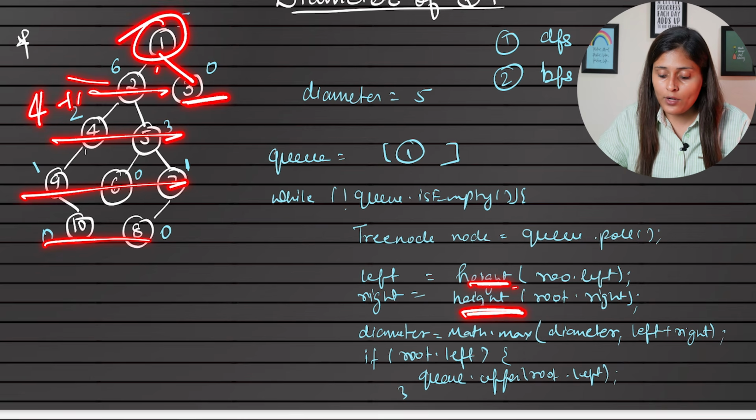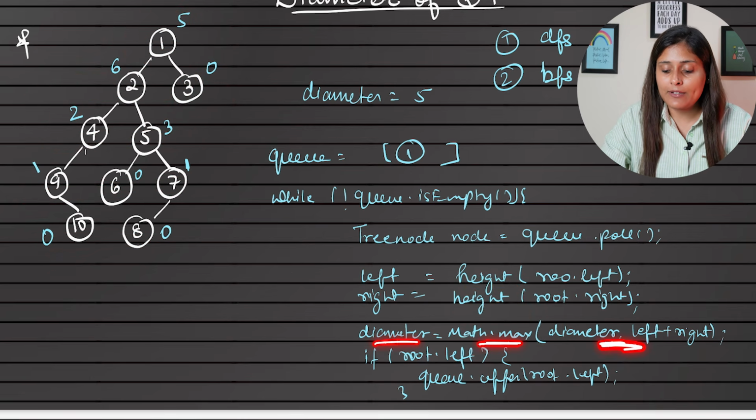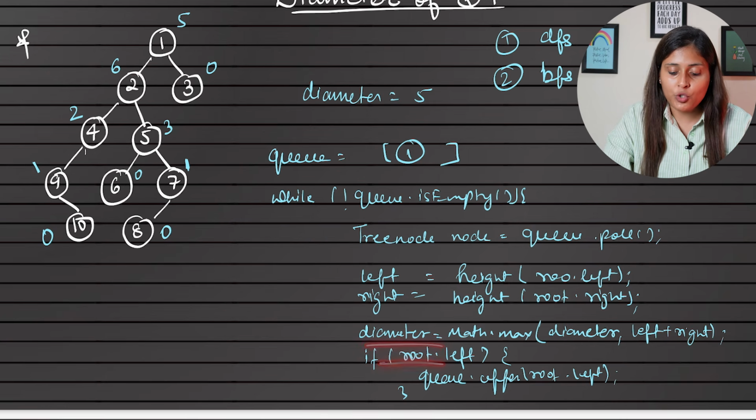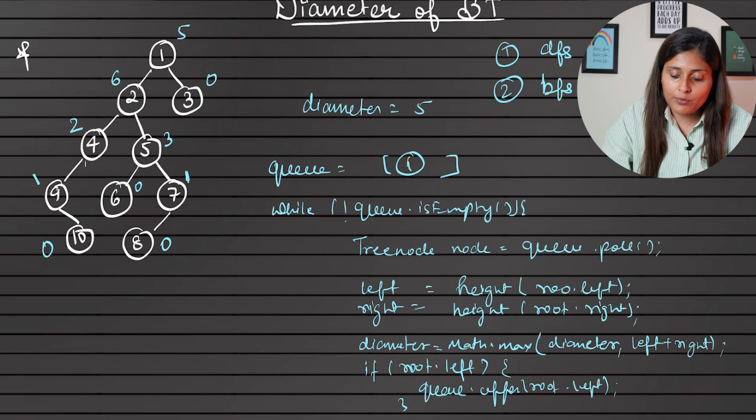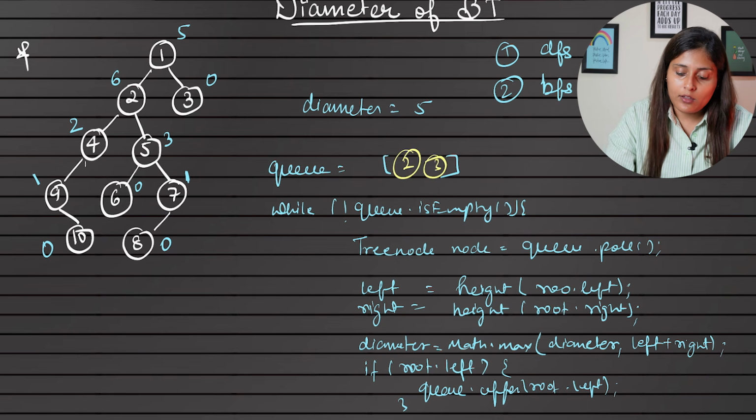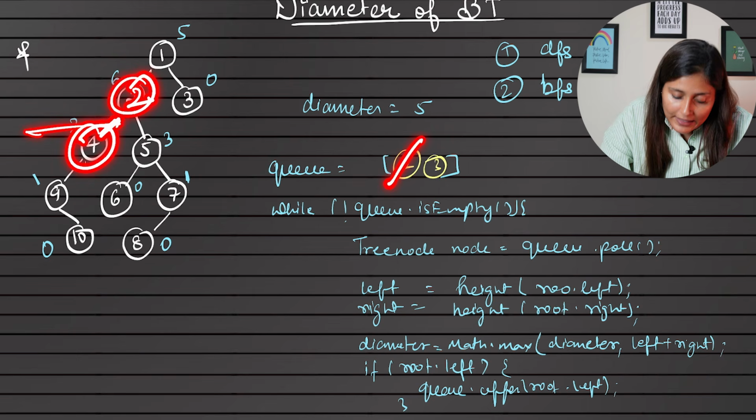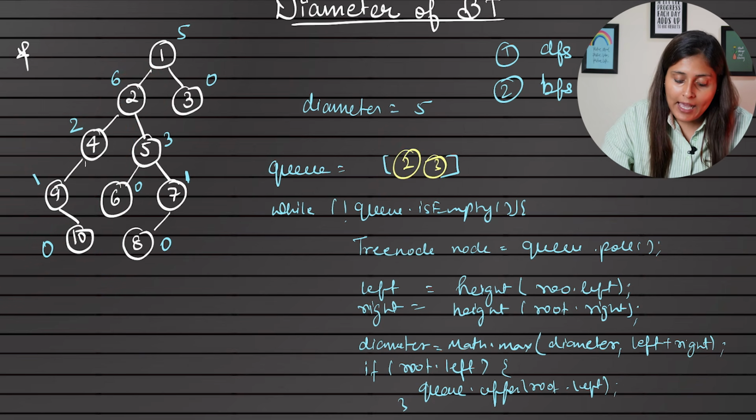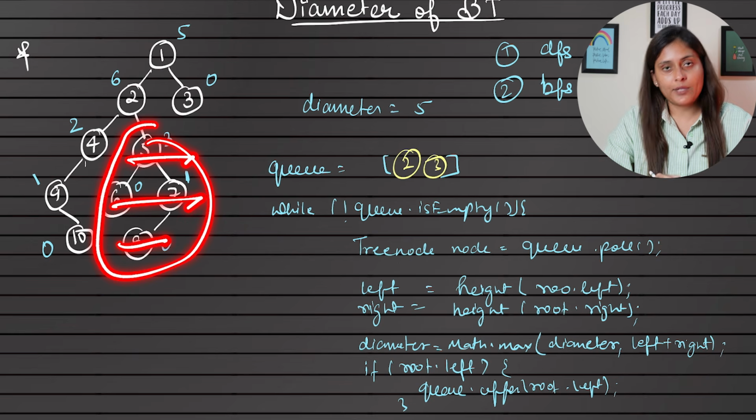So for one node the diameter is 5. We'll update our diameter from 0 to 5, and that's it. And we'll add 2 and 3. Next time from the queue, 2 will get popped. Again for 2 we'll send this. So the level order traversal height will give me 1, 2, 3 height from the left side and 1, 2, 3 height from the right side.